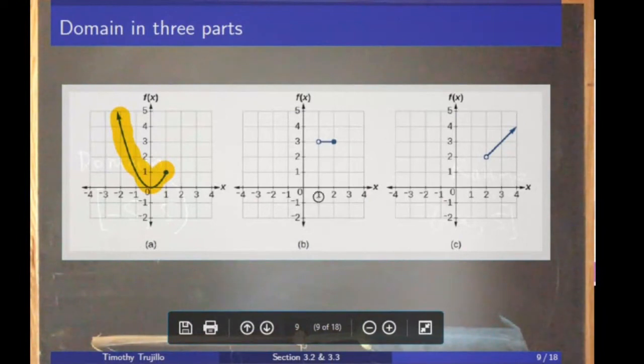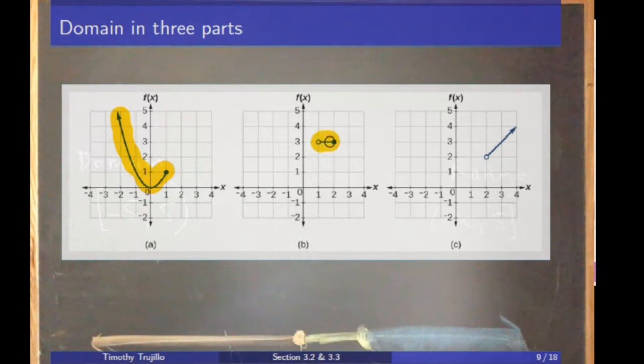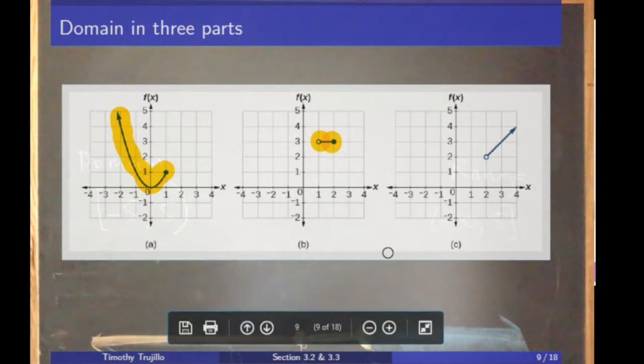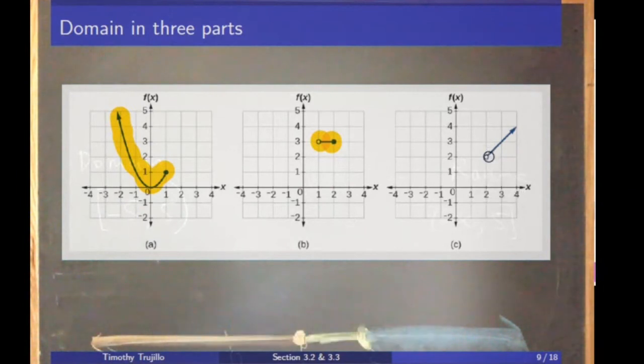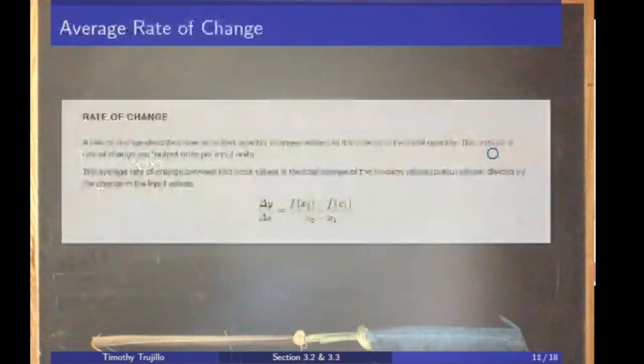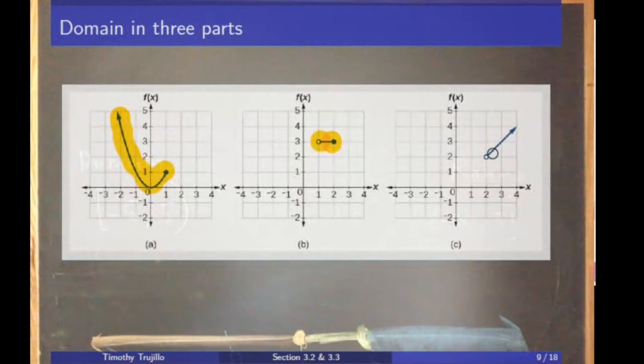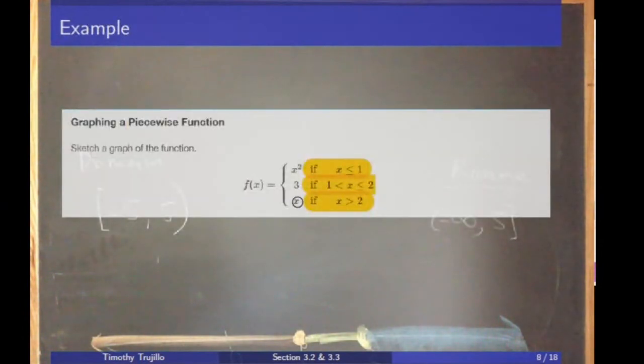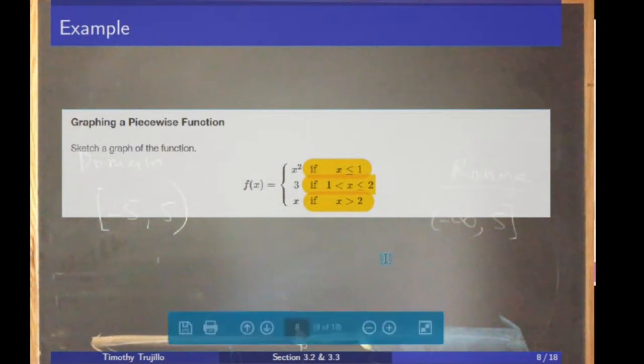In the region from 1 to 2, we have an open circle here because we're not equal to 1, and we got a value of 3 between 1 and 2, including at 2. That's why we have a closed circle there at 2. And then finally, in that third region, when we were bigger than 2, that's this region over here. We were the line, the function f of x is equal to x. So it was x squared in this region here, 3 there, and then finally x there.